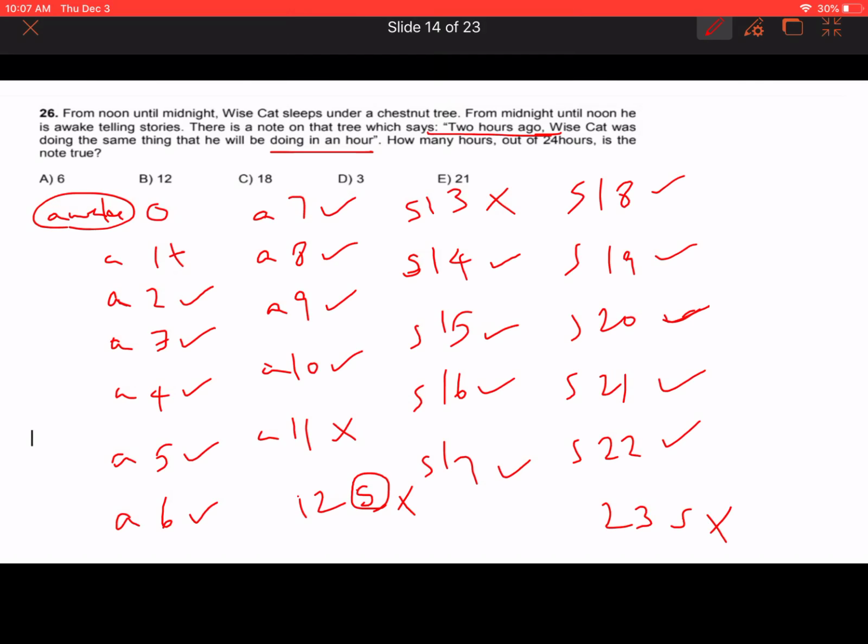So let us count the number of times the statement is true, the note is true. 1, 2, 3, 4, 5, 6, 7, 8, 9, 10, 11, 12, 13, 14, 15, 16, 17, 18. Okay, the answer is C, 18.